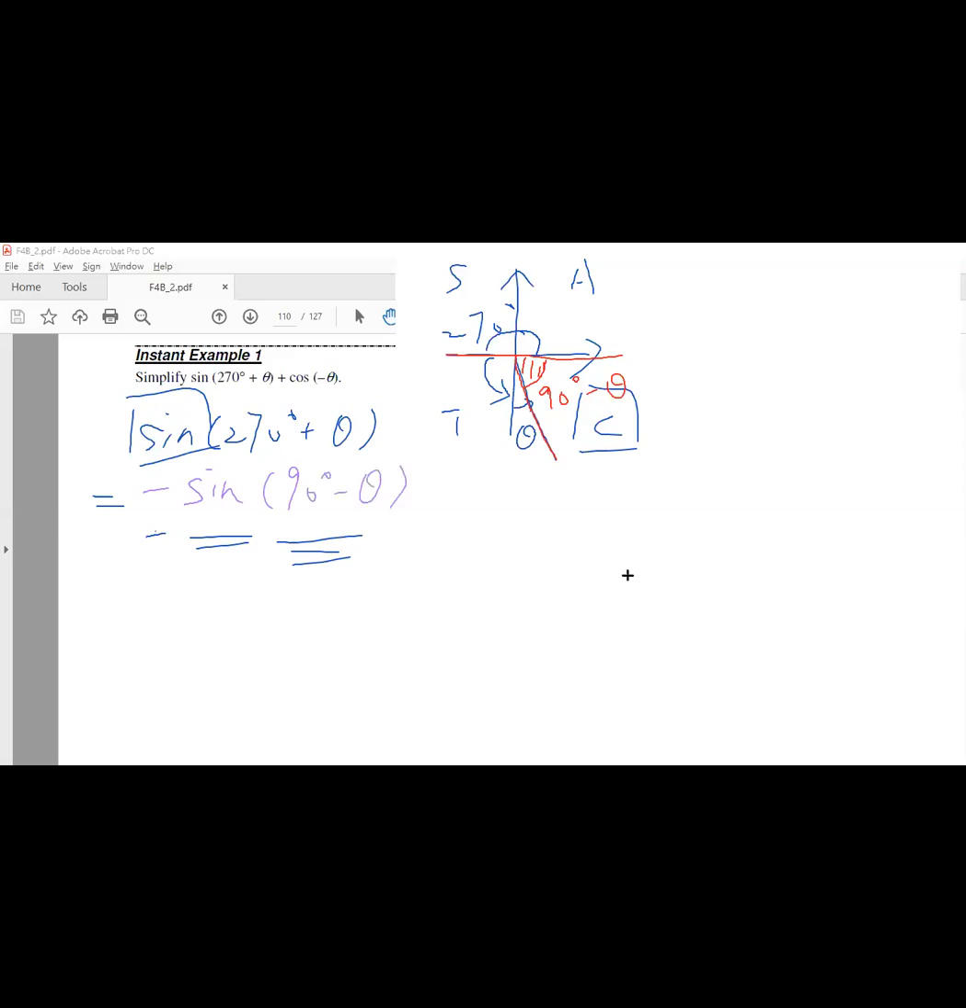Okay, and when you see sine 90 degrees minus theta, we use the identities to simplify sine 90 degrees minus theta to be cosine theta. And then we keep the negative sign here, and sine 90 degrees minus theta is changed to cosine theta. Is this part okay? And we still have cosine negative theta. Note this: cosine negative theta.